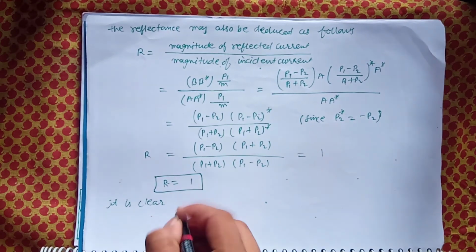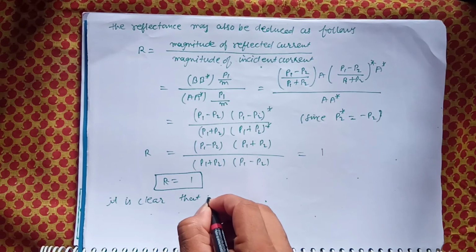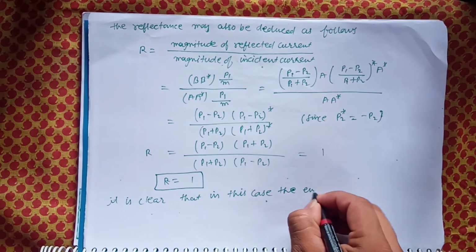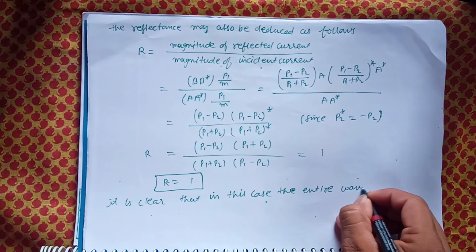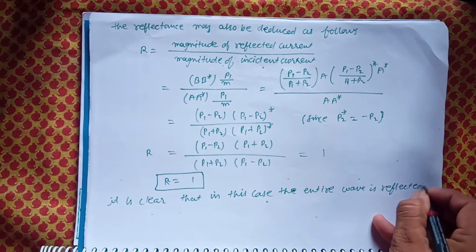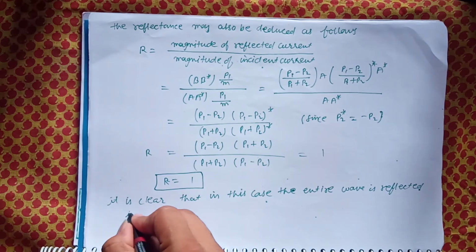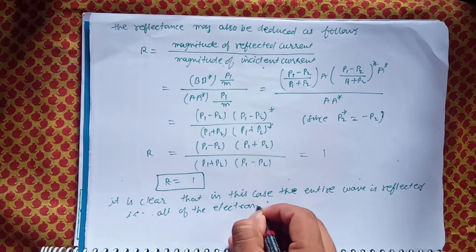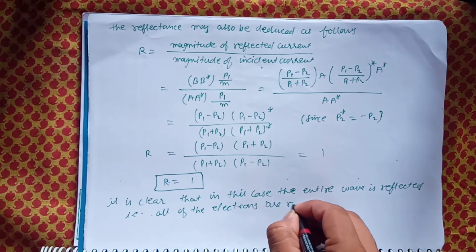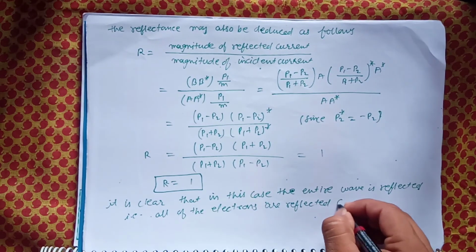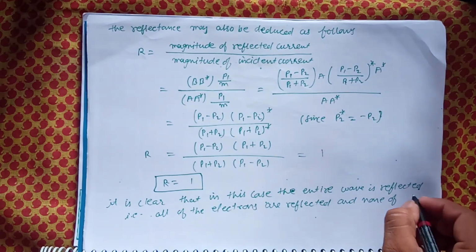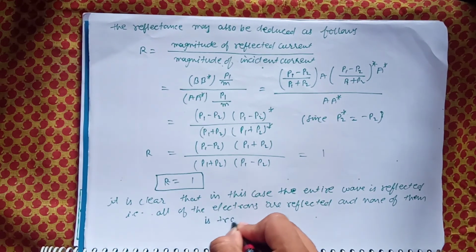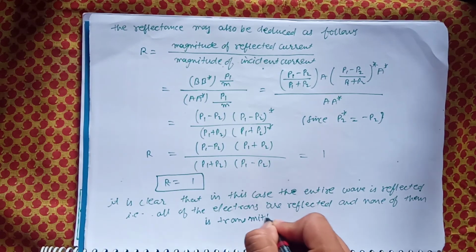It is clear that in this case the entire wave is reflected, that is, all of the electrons are reflected and none of them is transmitted.